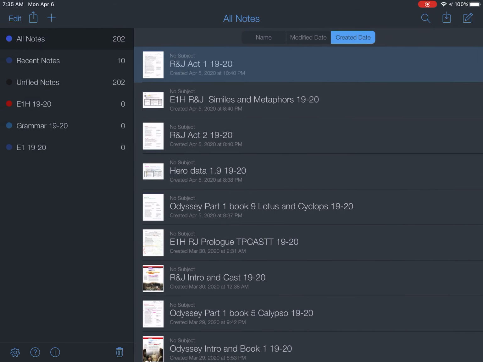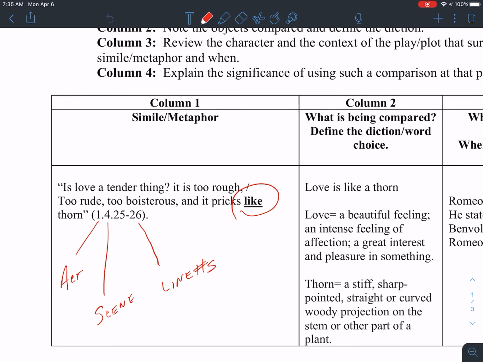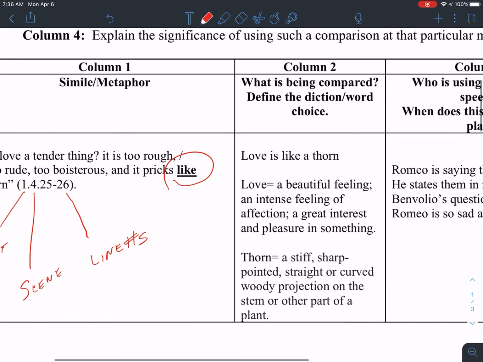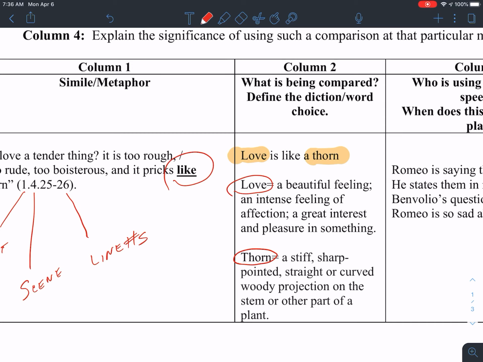Now that I've done that, I'm going to go back to my simile and metaphor assignment and look at what I need to do in column 2. What you want to do is look at that example and note the objects that are compared and then define the diction. And so you'll notice here that I've pulled out from that example that love and a thorn are actually being compared. And then I actually go and define the diction. I literally define these words using a dictionary. That's what I mean by the word choice.